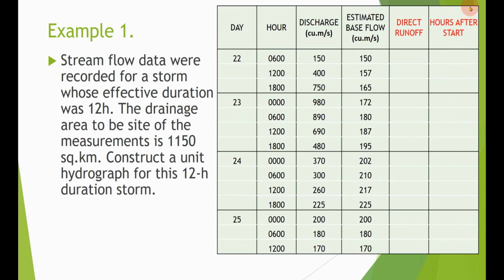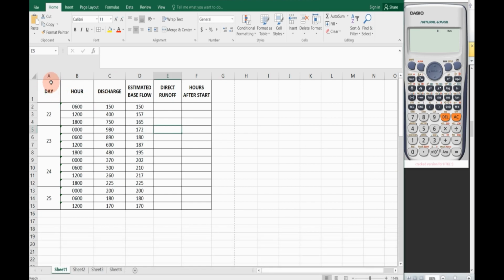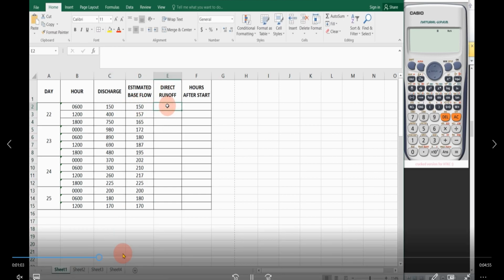Moving these data to our Excel application for faster computation. The first column represents the 4-day period. The second column is the time in hours since the rainfall began. Next is the recorded discharge in cubic meters per second, while the next one is the estimated base flow, also in cubic meters per second. To obtain the direct runoff, we just need to subtract the estimated base flow from the discharge. Doing it to the rest of the cells, we have these values.